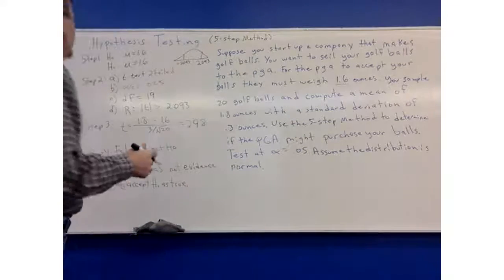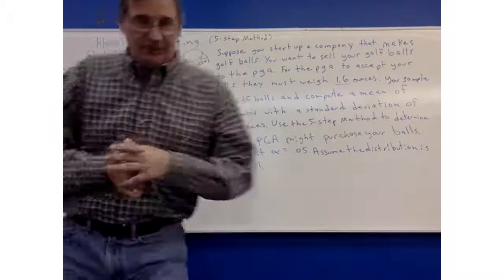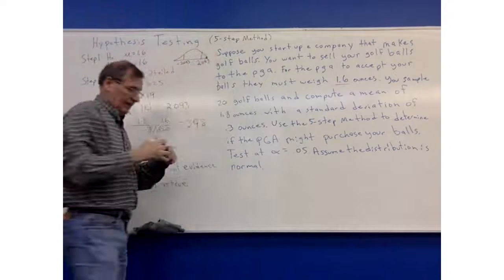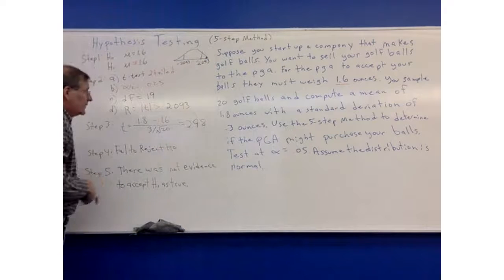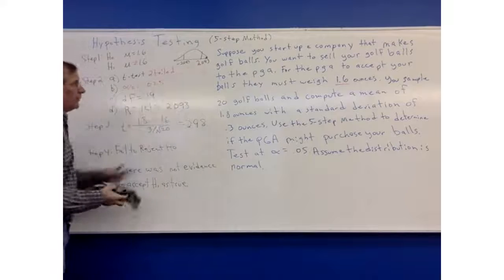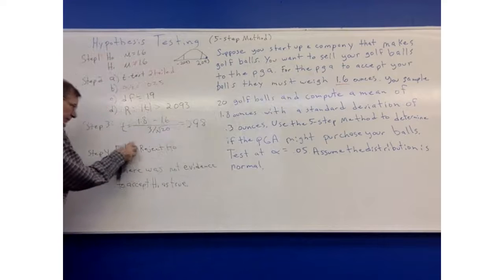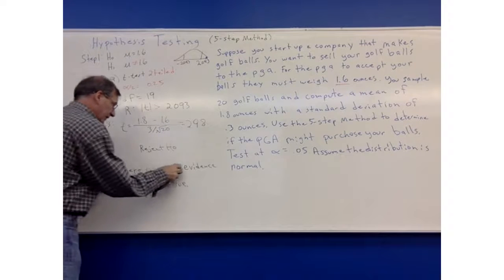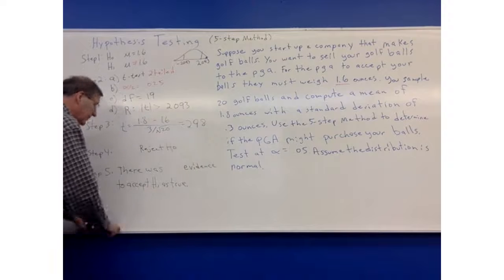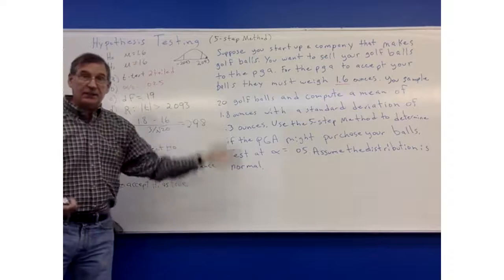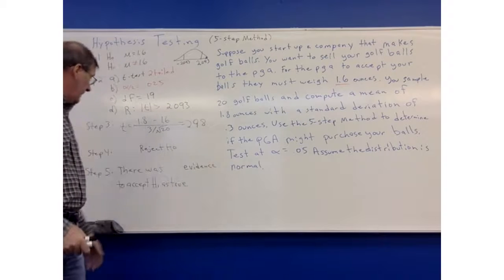2.98. I'm going to put that in blue. 2.98 is way out here. That is way out there. That is well into the rejection region. 1.8 is way off of 1.6. They would never buy our balls. So we reject the null hypothesis because there was evidence that the alternate hypothesis is true. What does the alternate hypothesis say? The mean of our balls is different than what the PGA wants. And that's true. That is true.